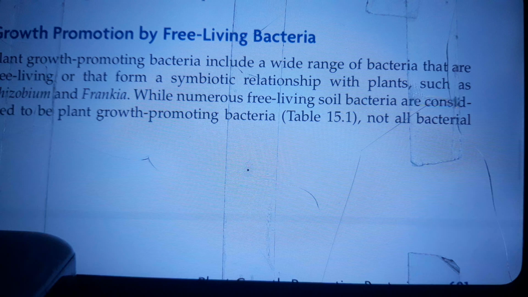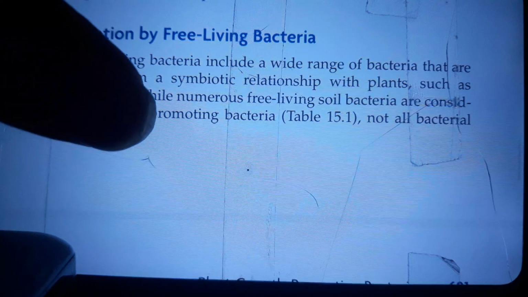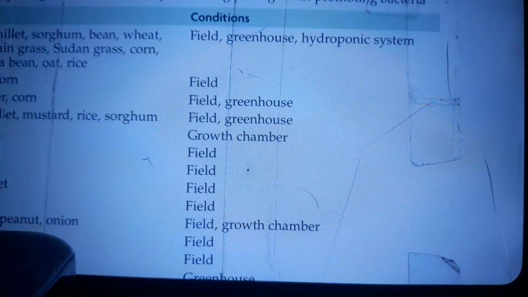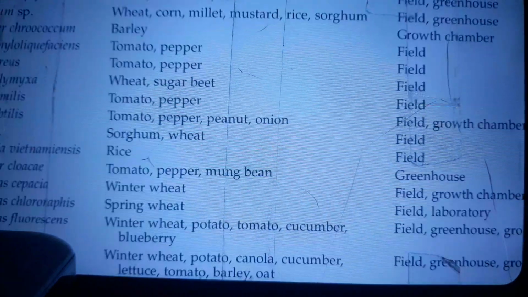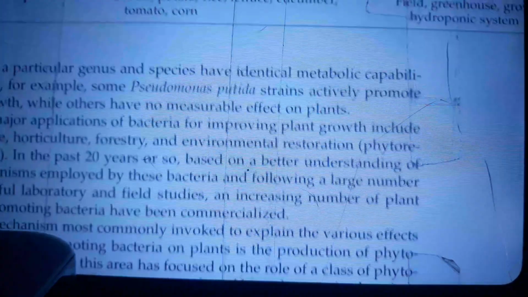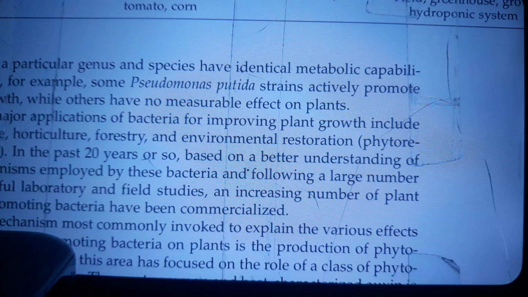Growth promotion by free-living bacteria. Plant growth promoting bacteria include a wide range of bacteria that are free-living or that form a symbiotic relationship with plants, such as Rhizobium and Frankia. While numerous free-living soil bacteria are considered to be plant growth promoting bacteria, not all bacterial strains of a particular genus and species have identical metabolic capabilities. Thus, for example, some Pseudomonas putida strains actively promote plant growth, while others have no measurable effect on plants.